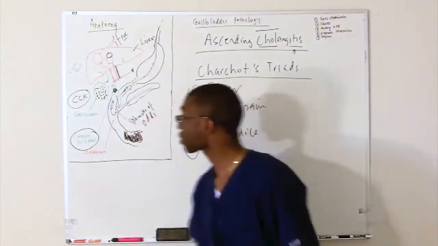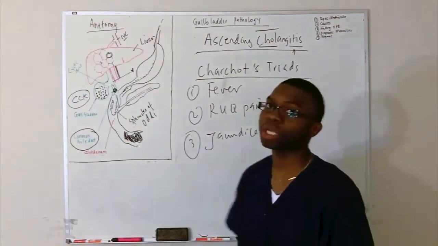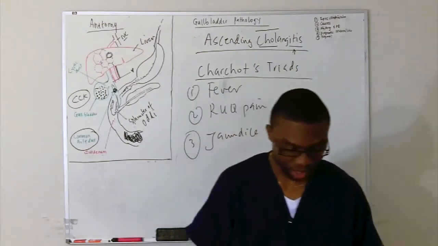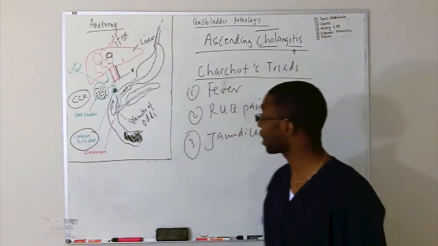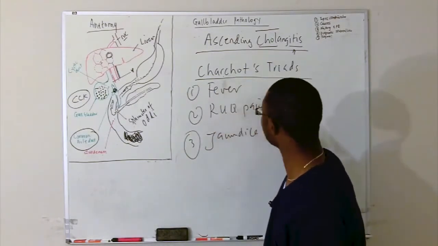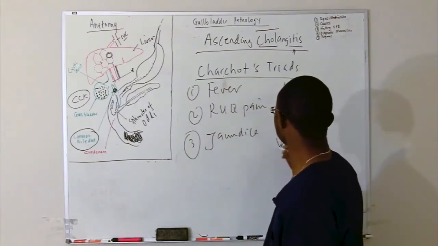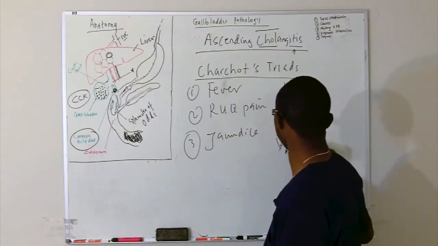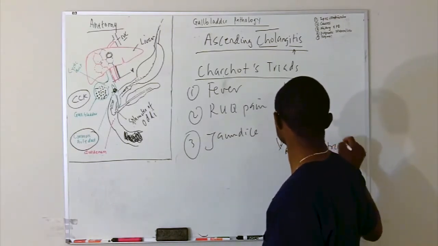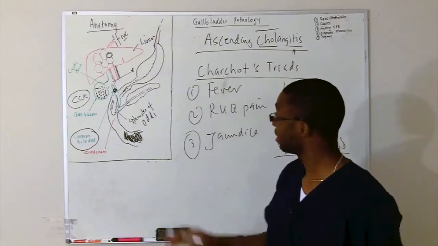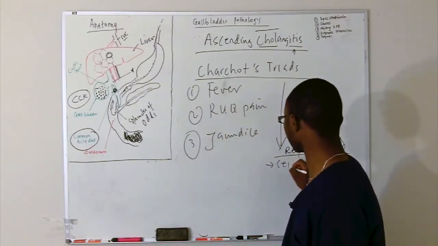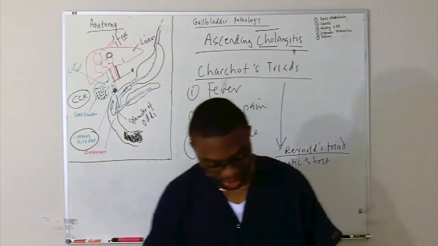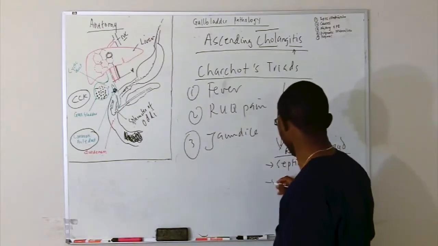So, what do we want to do? We want to order labs. Another thing before we actually order labs: Charcot's triad is these three, and we can expand it to Reynolds' pentad. And I can tell you, if you think Charcot is bad, Reynolds is even worse. And I'm going to explain exactly why Reynolds is bad.